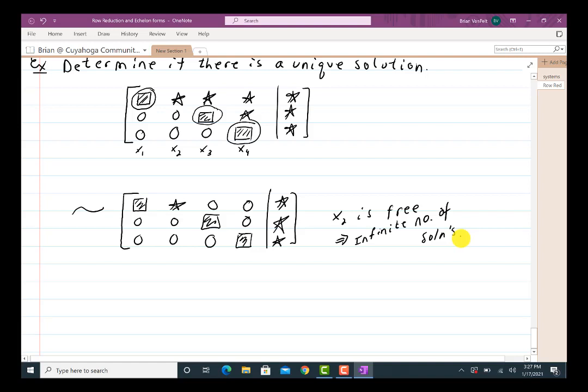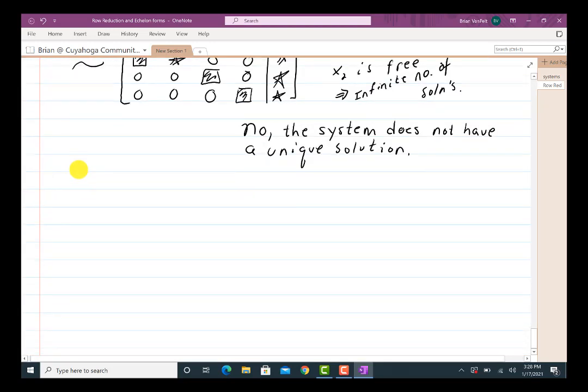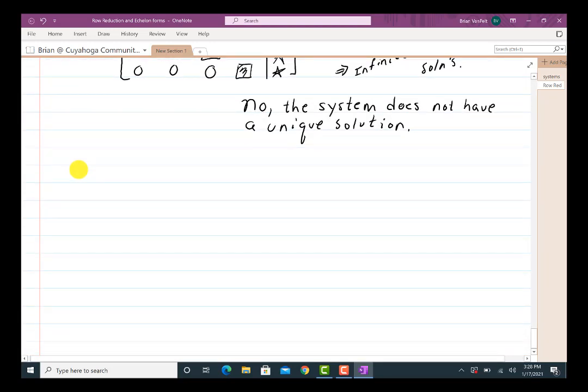So to determine if the system has a unique solution: no, the system does not have a unique solution. So that's the interesting thing about this, is many times you won't be able to just look at something. You'll have to do some mental gymnastics to finally get at the answer.